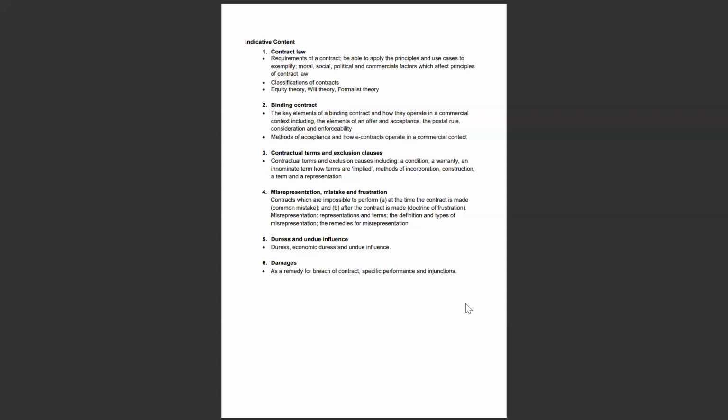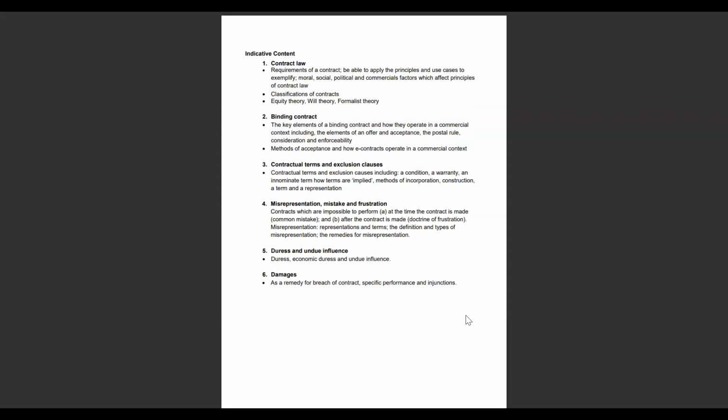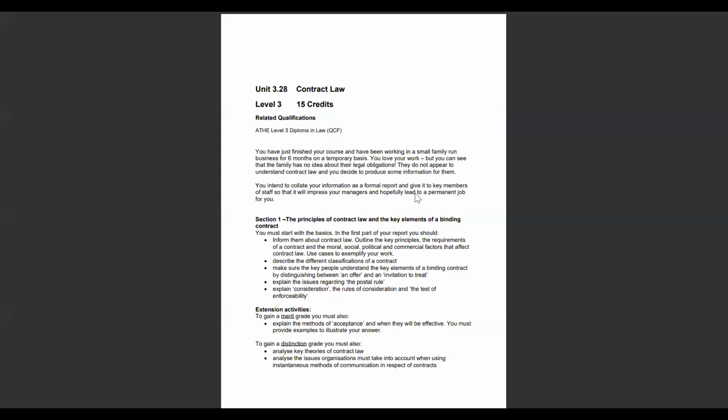So now I'm going to stop sharing this module specification and we'll go on to the assignment area for contract law. Now we're looking at the assignment area for the unit contract law, ATHE level 3 diploma in law, 15 credits. So this is the assignment area and we're going to go through it with what you need to do and the extension activities as well.